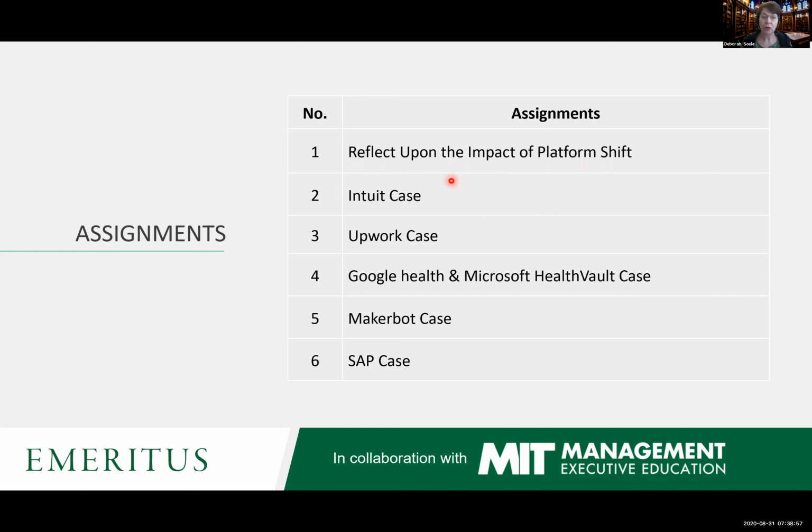Week 2 focuses on the company Intuit, and specifically a competitive issue that they faced with another tax and accounting software. You're encouraged to think about and answer some questions about that. The assignment consists of a sequence of discussion questions that you'll respond to. The Upwork case, as I mentioned, we do debrief. There again, you're asked a couple of questions.